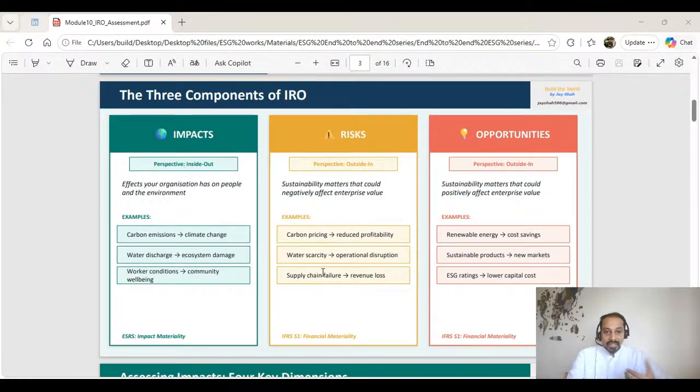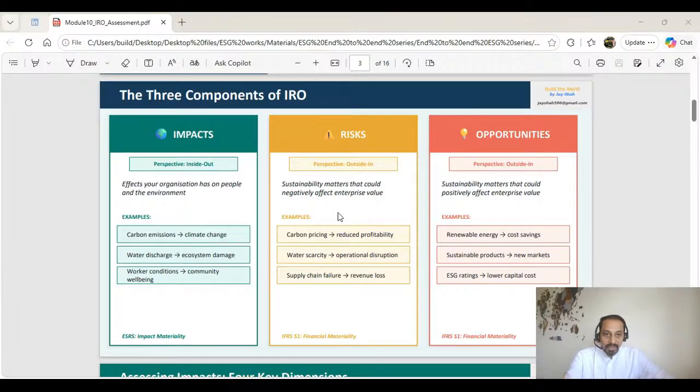Or think about physical climate risk. So rising sea levels and increased flooding, that's a global phenomenon. But if one of your manufacturing plants sits on a floodplain, that external physical change translates into a specific financial risk for your business: asset impairment, operational disruptions, and the insurance cost. So all these things are part of the risk.